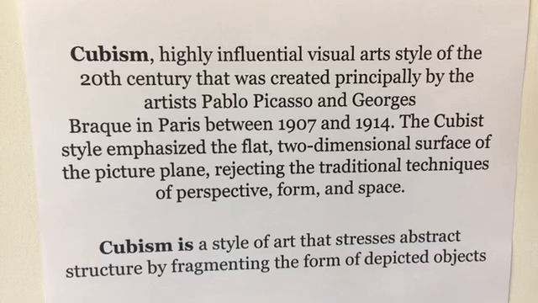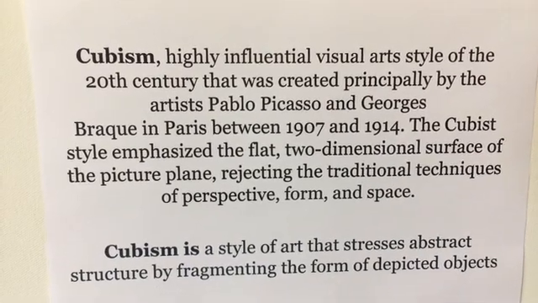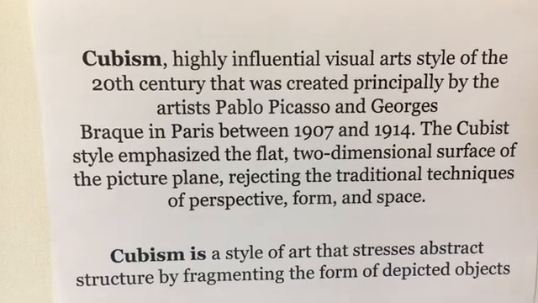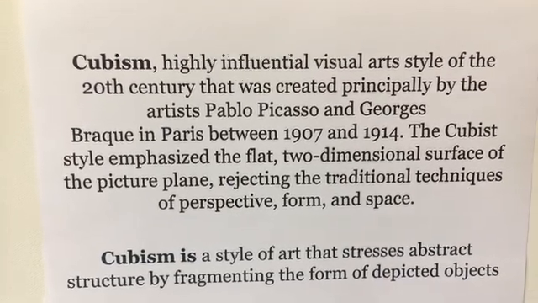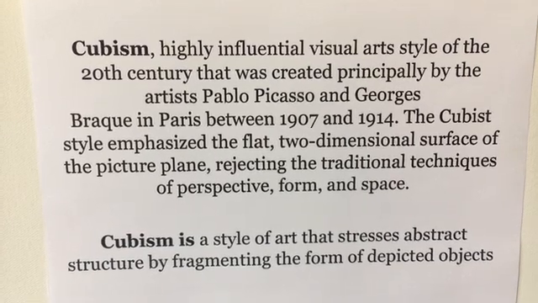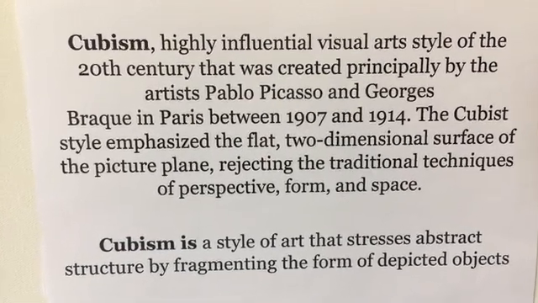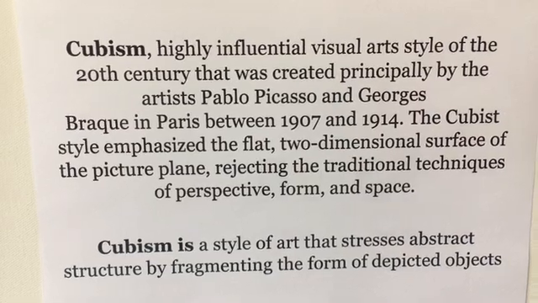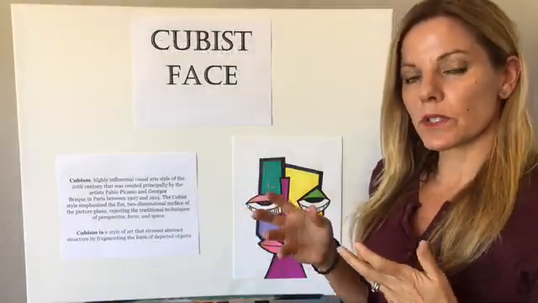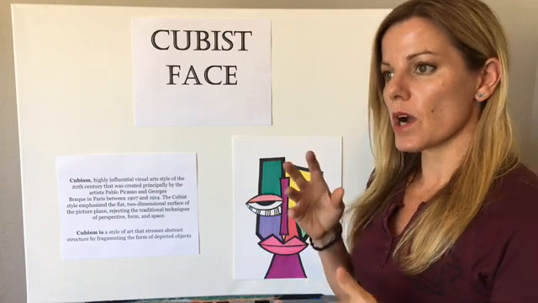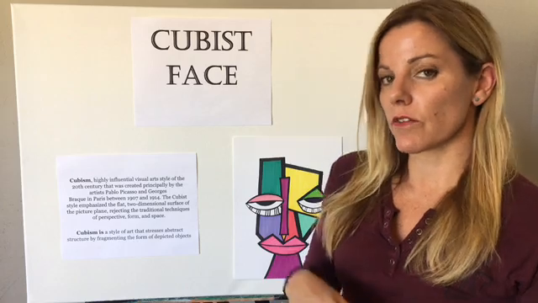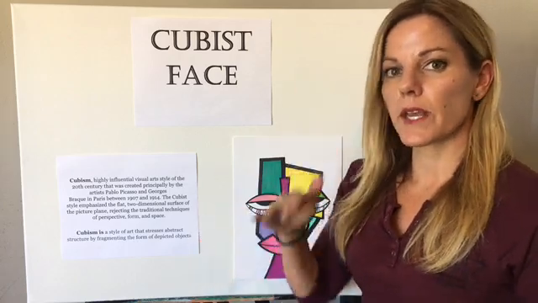The Cubist style emphasized the flat, two-dimensional surface of the picture plane, and it rejected traditional techniques such as perspective and form and space. So Cubism is a style of art that stresses abstract structure by fragmenting the form of depicted objects. So now we're looking at that definition of Cubism. So with Picasso, what he and Braque would do, instead of just creating a face or a picture of a guitar, they would break it up into fragments.